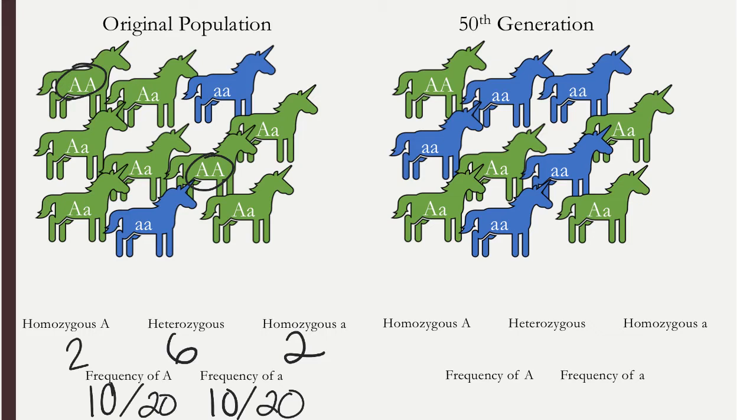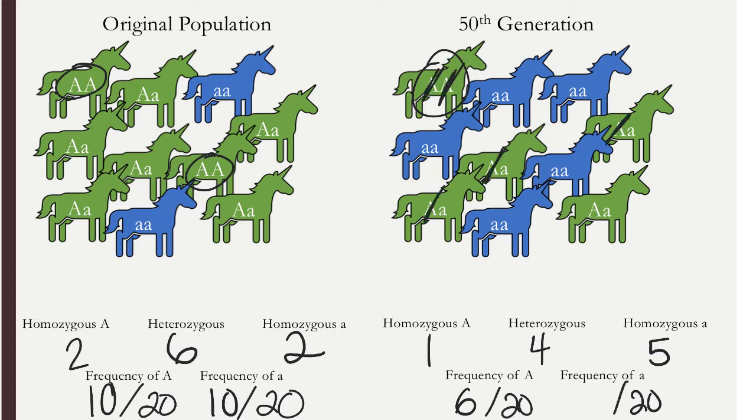So we've had some time to reproduce and whatnot. How many homozygous big A are there in the 50th generation? One. How many are heterozygotes? And how many homozygous little a? We still have 20 alleles. How many are big A? Six. One, two, three, four, five, six. Which means what are the rest of them? Fourteen that are little a.